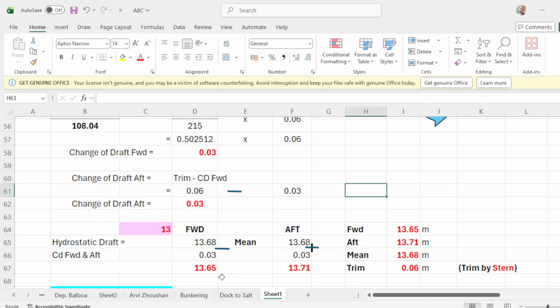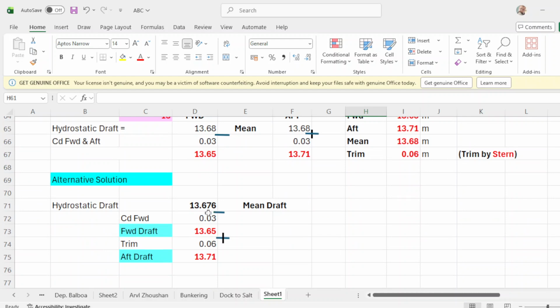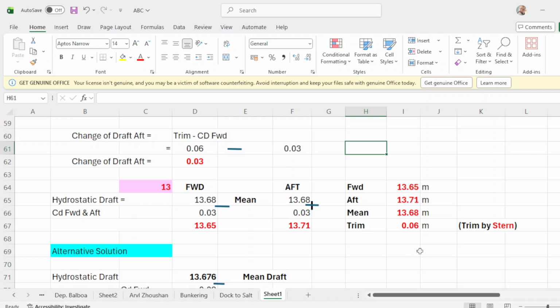So forward is 13.65, up is 13.71, your main drop is 13.68, trim is 0.06. That's why you are trimmed by the stern. Then another solution, put your main drop minus your change of drop forward, which is 0.03, and your forward drop will be 13.65. You add your trim of 0.06, then your up drop will be 13.71. Okay, and the same here, you are trimmed by the stern.